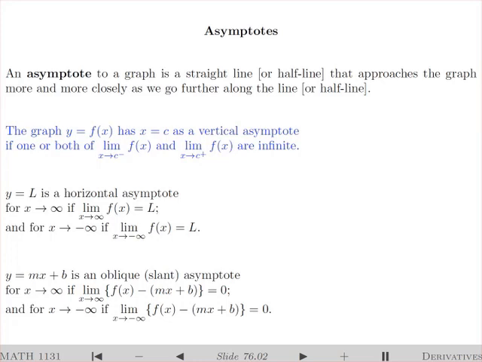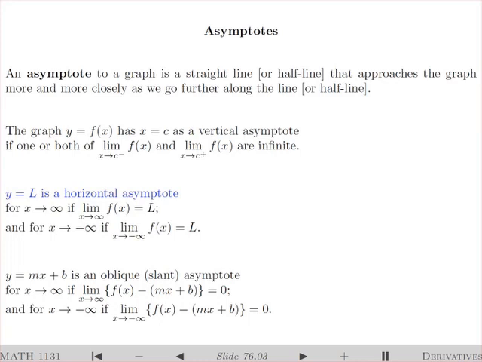For practical reasons, we will distinguish between horizontal and oblique asymptotes. We say that the horizontal line y equals L is an asymptote to the graph of f if f of x has limit L either at infinity or negative infinity.